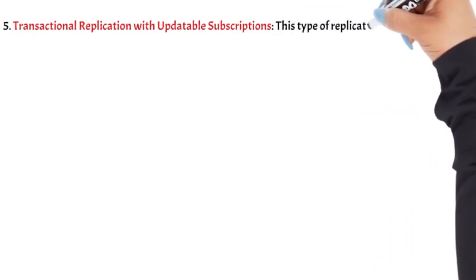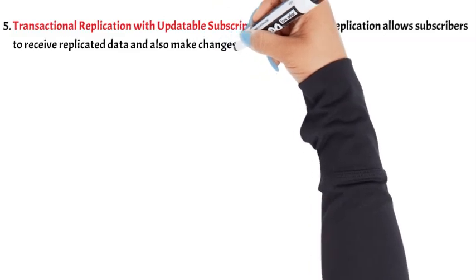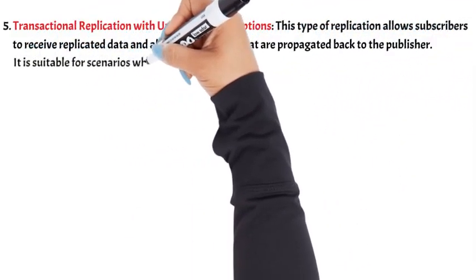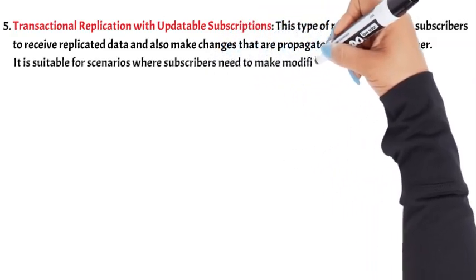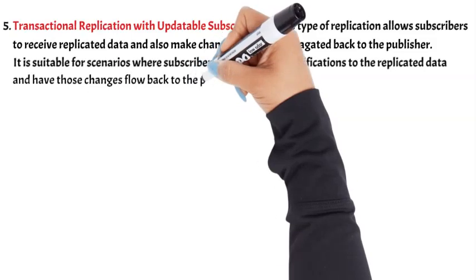5. Transactional replication with updatable subscriptions. This type of replication allows subscribers to receive replicated data and also make changes that are propagated back to the publisher. It is suitable for scenarios where subscribers need to make modifications to the replicated data and have those changes flow back to the publisher.